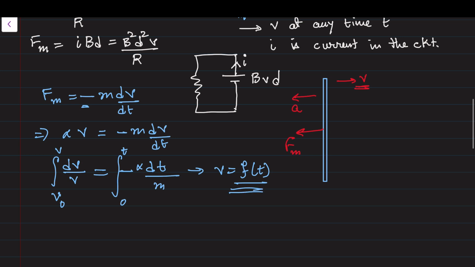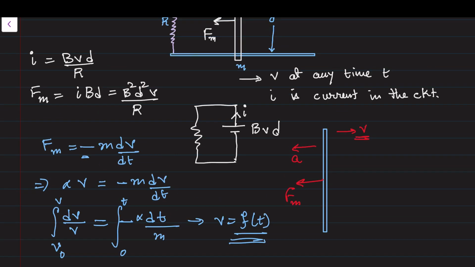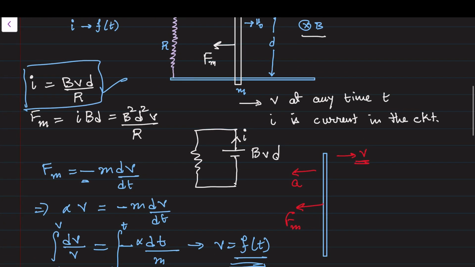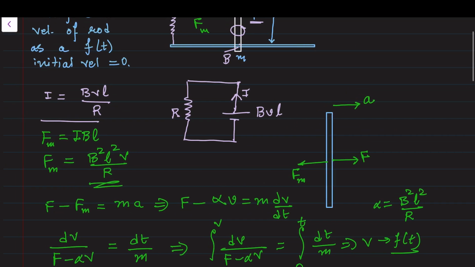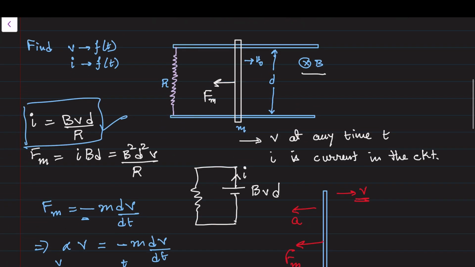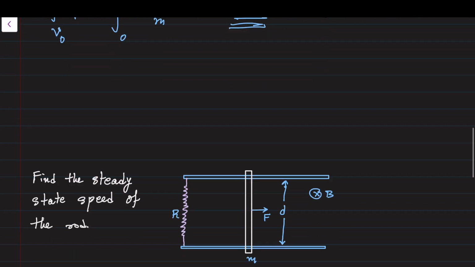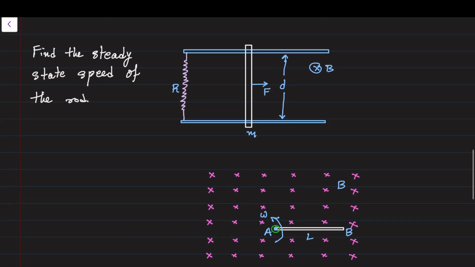Once you have the velocity as a function of time, you can make use of this equation to get the current as a function of time. Again, the same thing. Here, force was there which is imparting some velocity. Here, some velocity is already there which is producing the magnetic force, EMF, etc., and then the speed is changing with time. Take the next question.